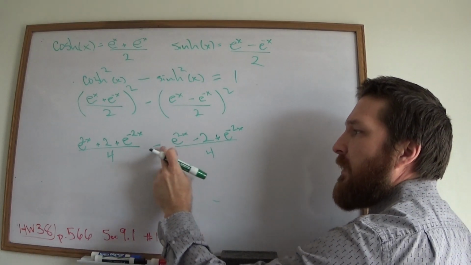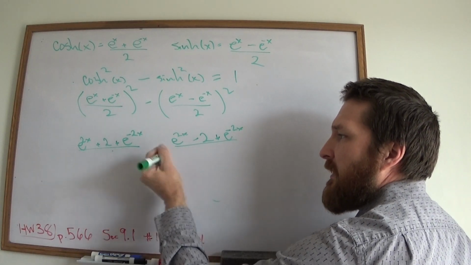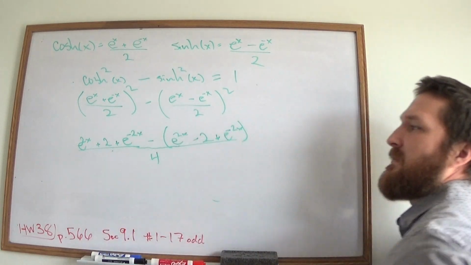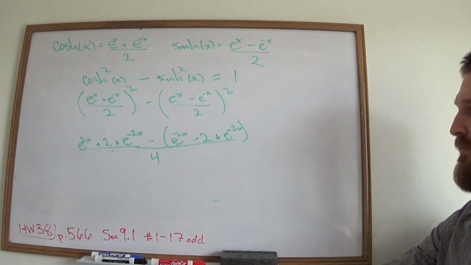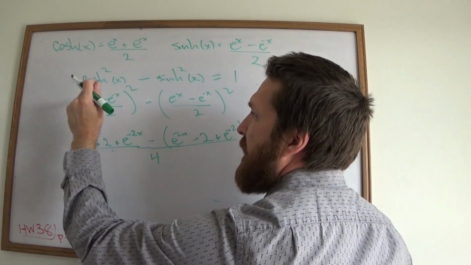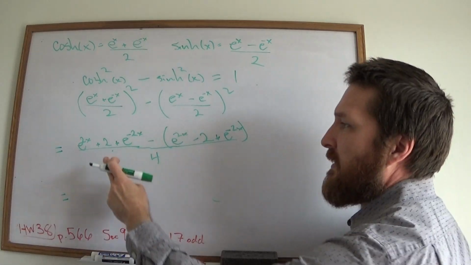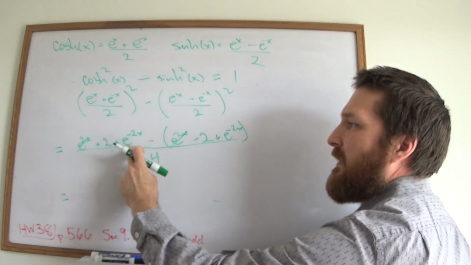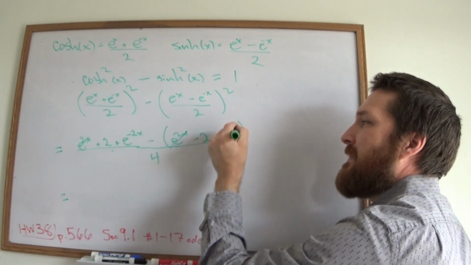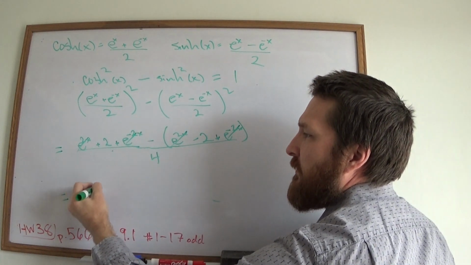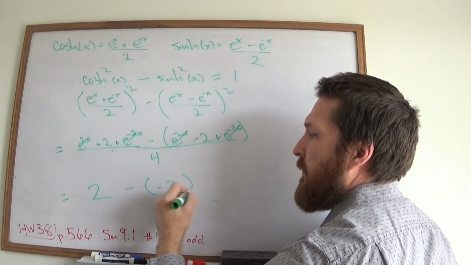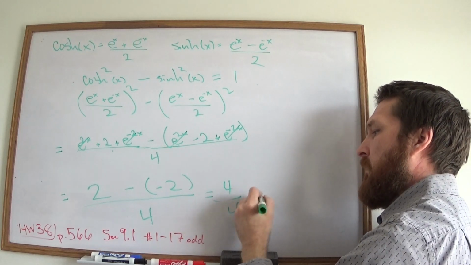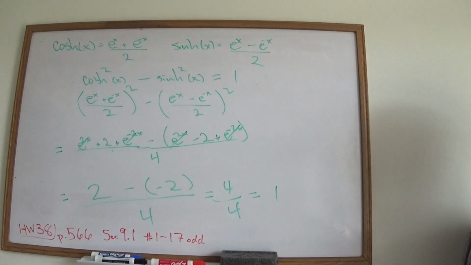And so what I'm going to do, I'm going to extend this denominator, and now I'm going to subtract off all of that stuff. Everybody okay with that? So that is equal to this, which is equal to, let's see, e to the 2x minus e to the 2x is gone. e to the negative 2x minus e to the negative 2x is also gone. All that we're left with is 2 minus negative 2 all over 4, which is positive 4 over 4, which is 1. And so, yeah, that works.